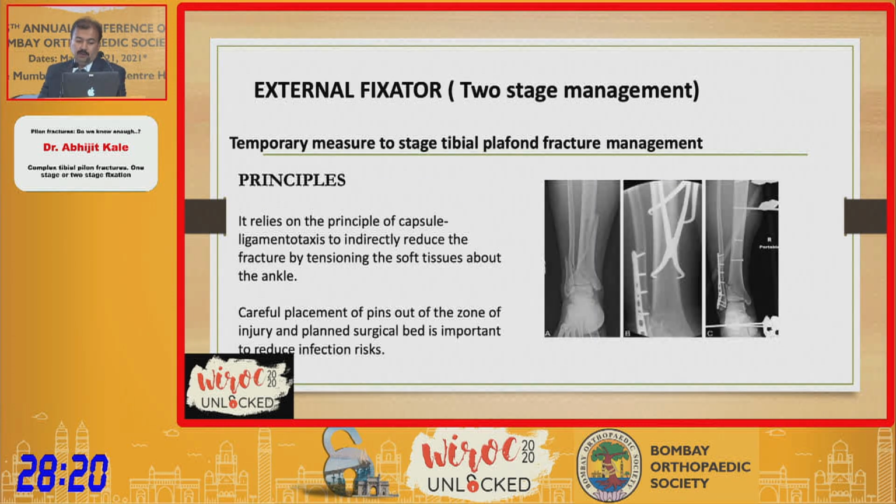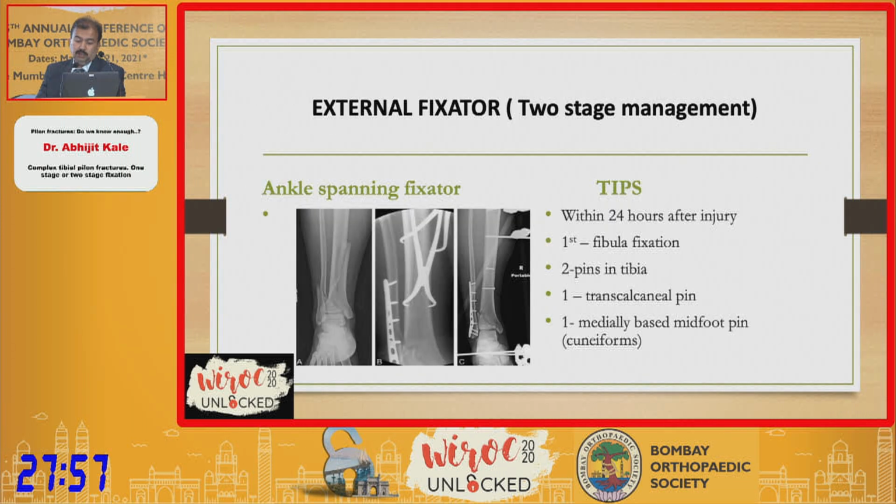The principle of an ankle spanning external fixator is that it works on the principle of ligamentotaxis, and thereby it helps in realigning the fragments. What is important is one should try to keep the surgical area which will be used for the definitive fixation virgin, so that in case of pin tract infection, the second surgery won't be delayed or get complicated. What are the tips to put this external fixator?